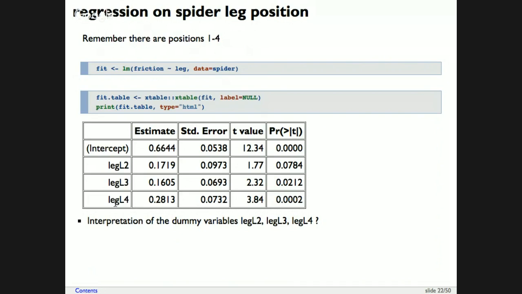Yep. So each of these is compared. These coefficients are differences from the reference. So it's telling you that for L2, our estimate is that the increase in friction coefficient compared to the reference is 0.17. And for L3, it's about the same, 0.16, but for L4, it's much bigger, 0.28. We again have standard errors and p-values on each of these. We have a marginal difference for leg L2, also marginal, but under 0.05 for L3, and a very small p-value for leg L4.